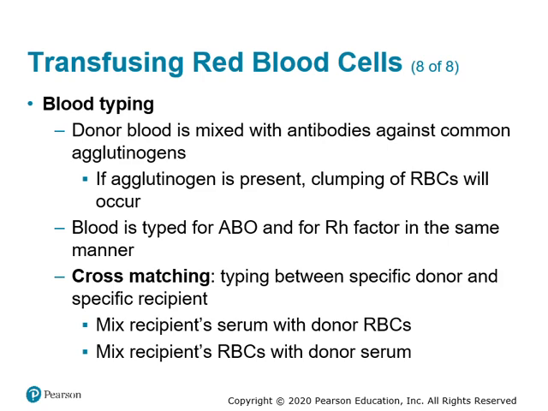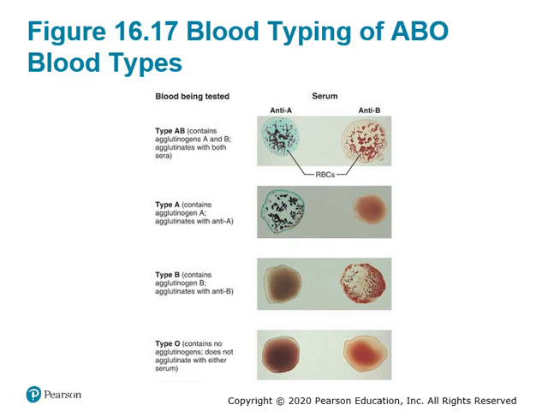And we do this by cross-matching. That is the mixing of the donor blood with antibodies against commonly known agglutinogens. So here's an example of cross-matching. In the first example at the top, we see clumping in A and B. There were anti-A antibodies and anti-B antibodies in A and B respectively, and the donor blood was put on those circles with the anti-antibodies mixed with water, and we saw clumping.